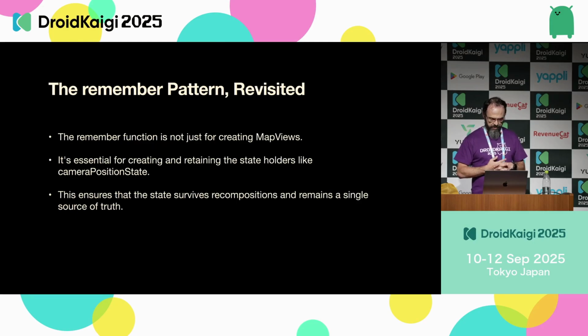So back to the slides. The remember function is not just for creating map views. It's essential for creating and retaining state holders like the camera position state. This makes sure that the state survives recompositions and remains a single source of truth.